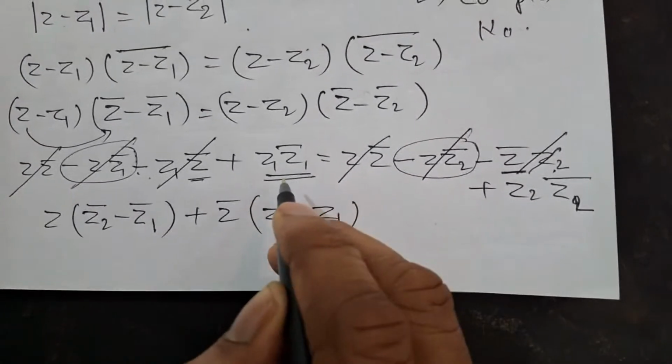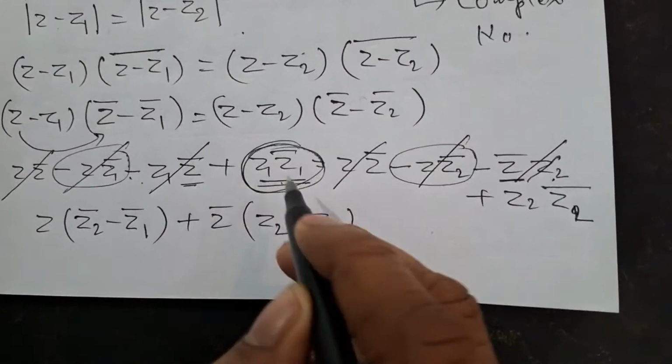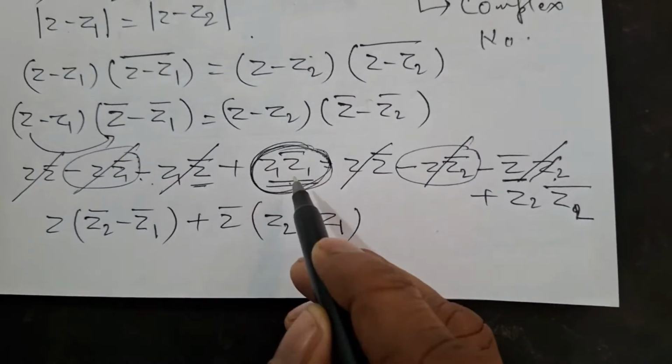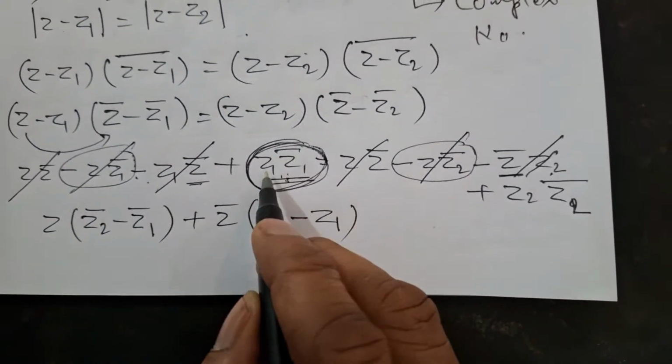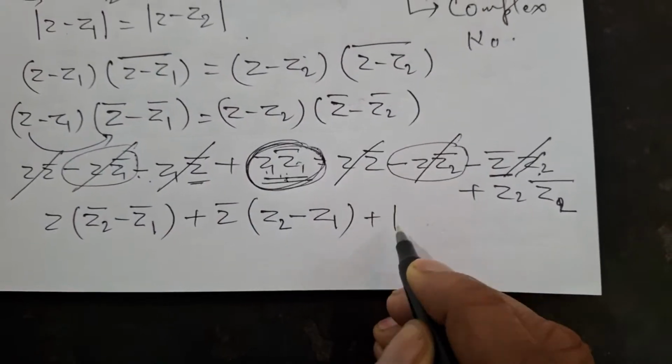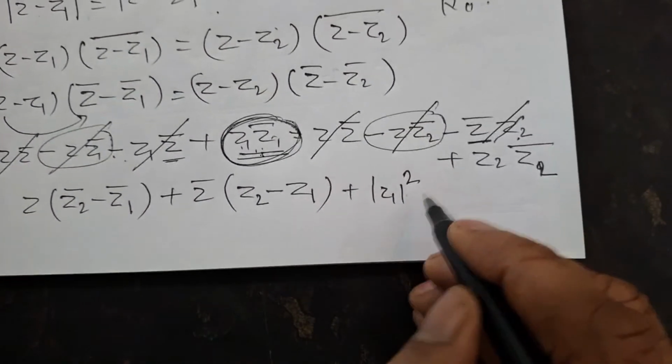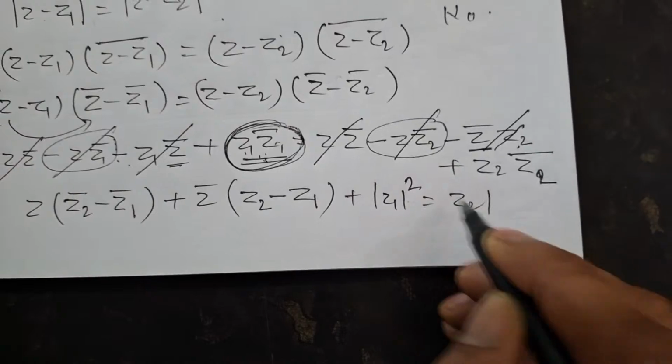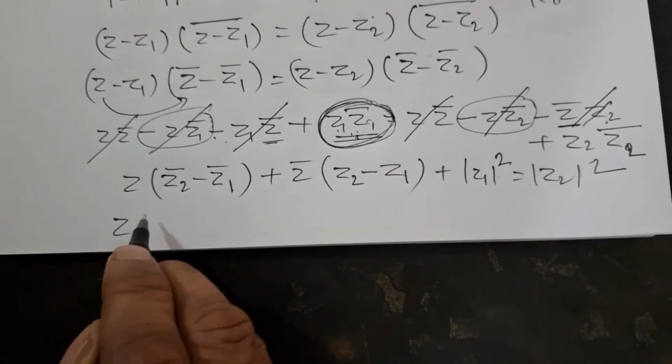Now this is a scalar quantity, this is not complex form, this is a magnitude. The z bar means z1 square, and here is z2 square. So if you solve, you will get this.